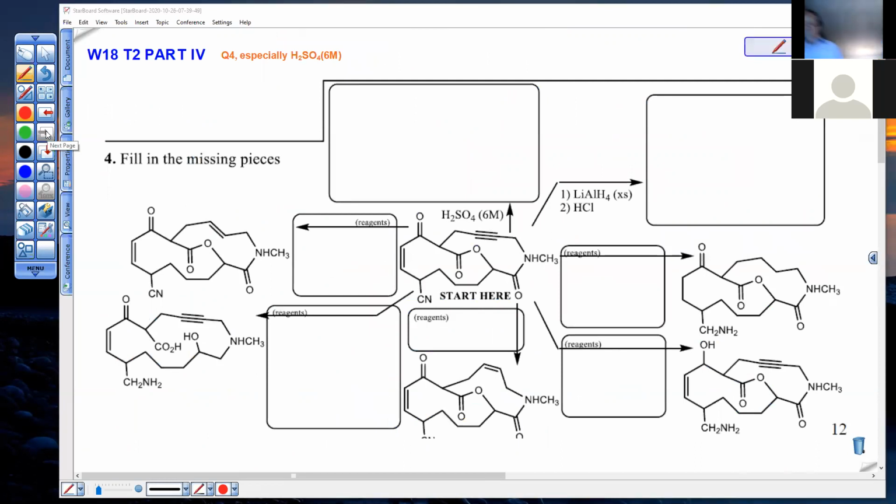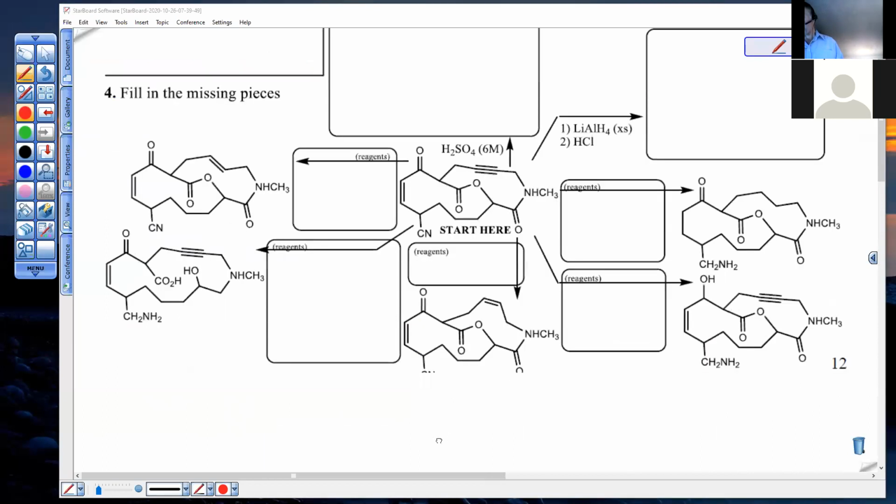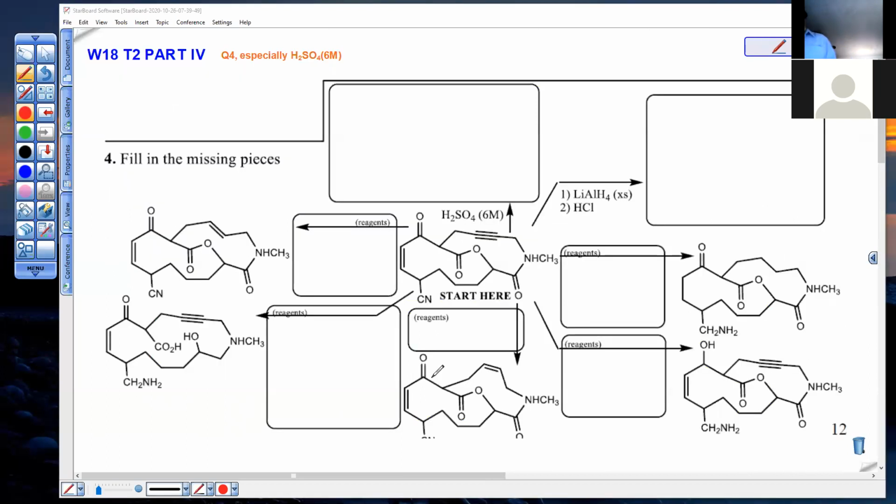We had a particular request for this part of part 4 with sulfuric acid, 6 molar. Looks like things got a little cut off there. I can't remember what that says. Maybe we can figure that out together. This would be acid catalyzed hydrolysis of all carboxylic acid derivatives. That includes nitriles, carboxylic esters, and amides. It does not include ketones.